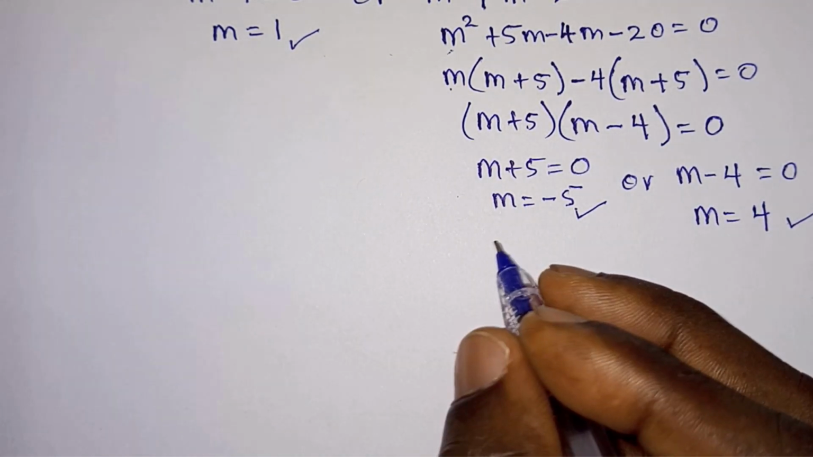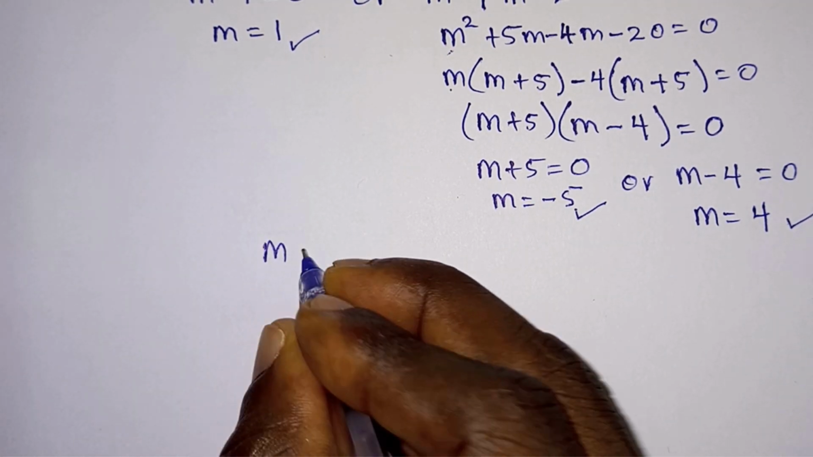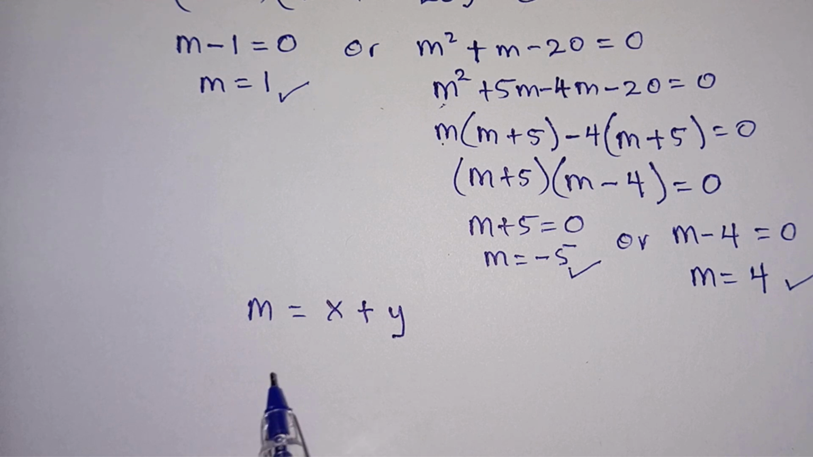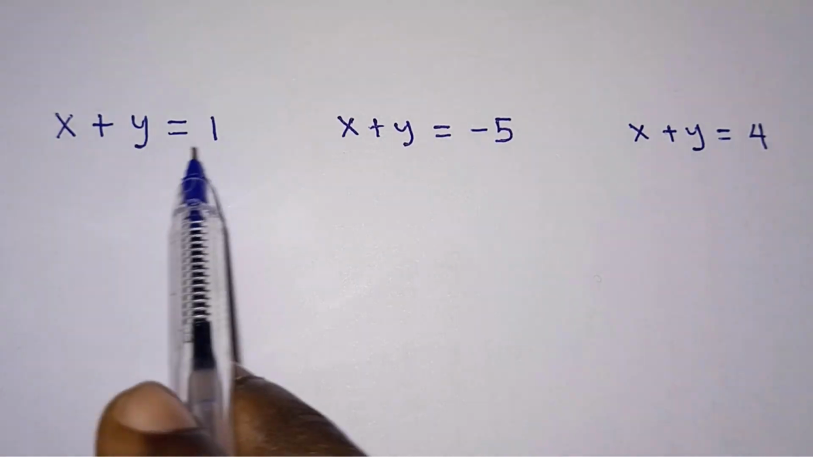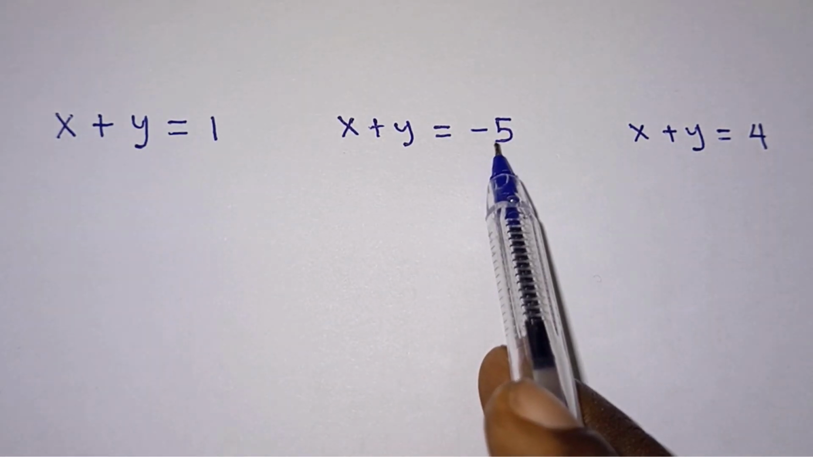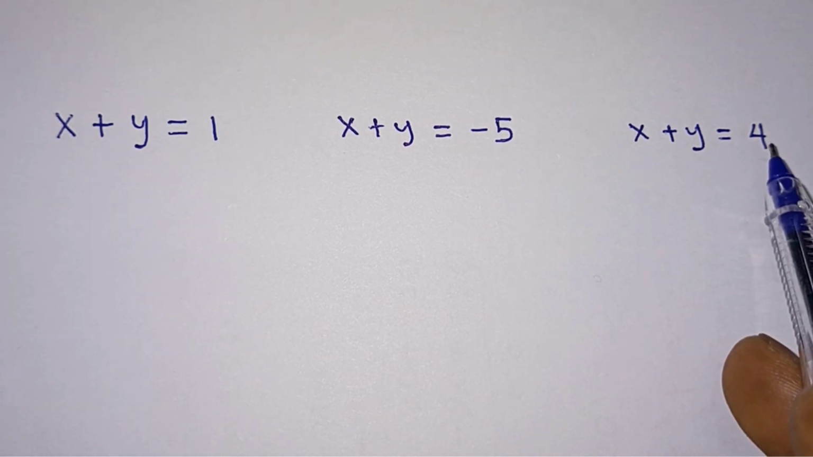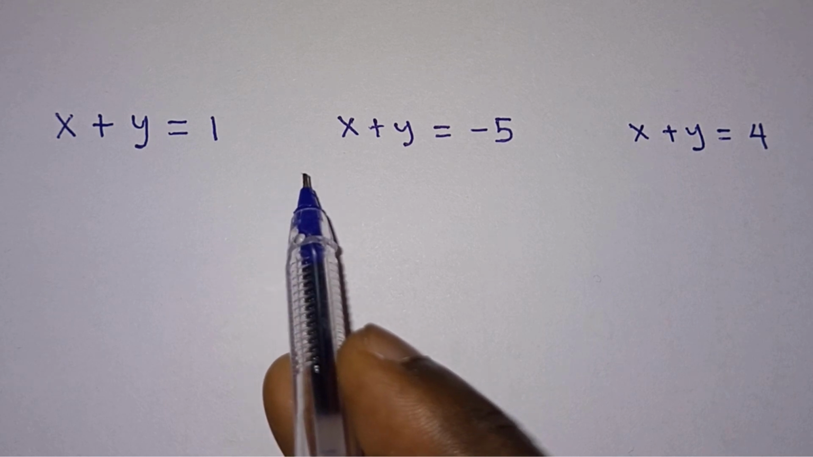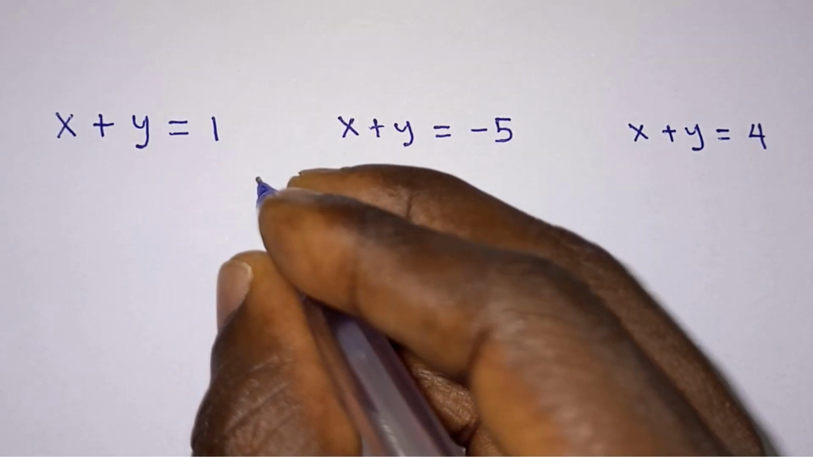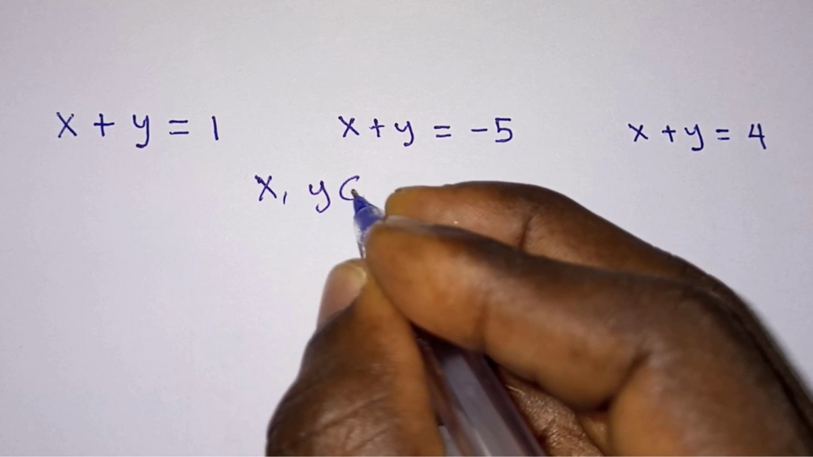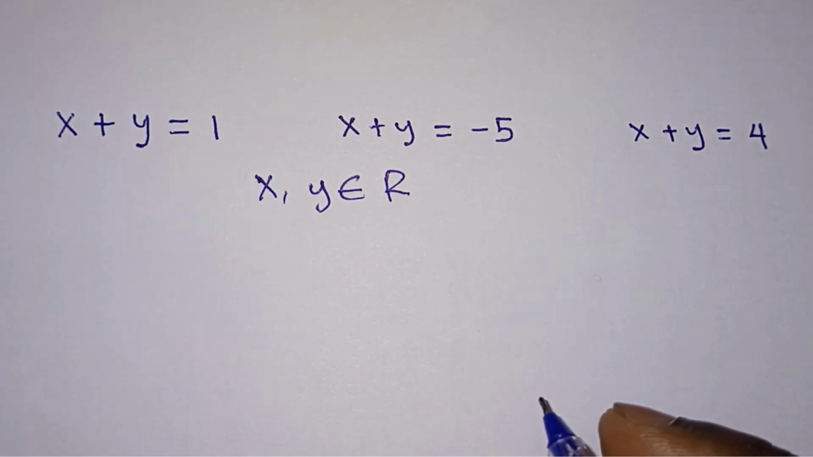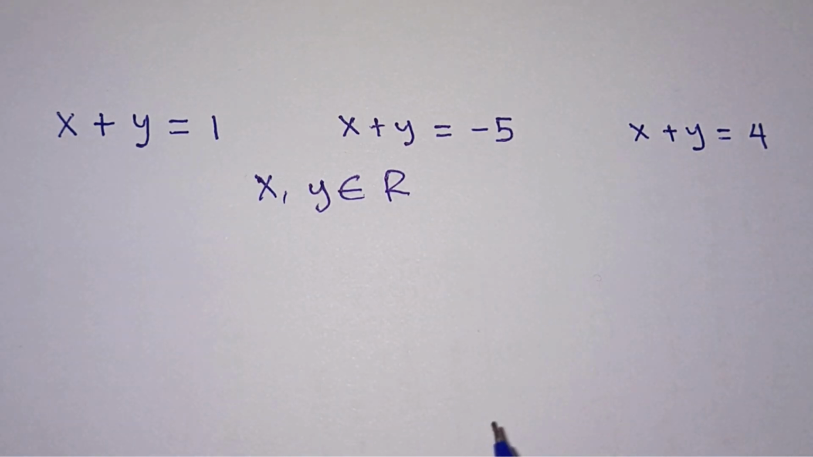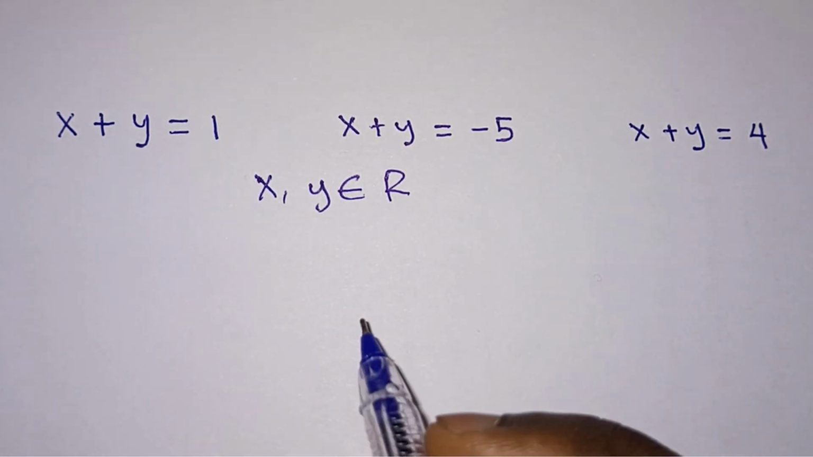But remember that we let m equal to something. m is equal to x plus y. Therefore, we have three solutions for x plus y. We have x plus y to be 1, x plus y to be minus 5, and x plus y to be 4. The fact that we have gotten three values for x plus y doesn't mean they are all correct. Remember, we were restricted that x, y belongs to real numbers, right? So let's go ahead and test which of these solutions is correct based on this condition we have here.